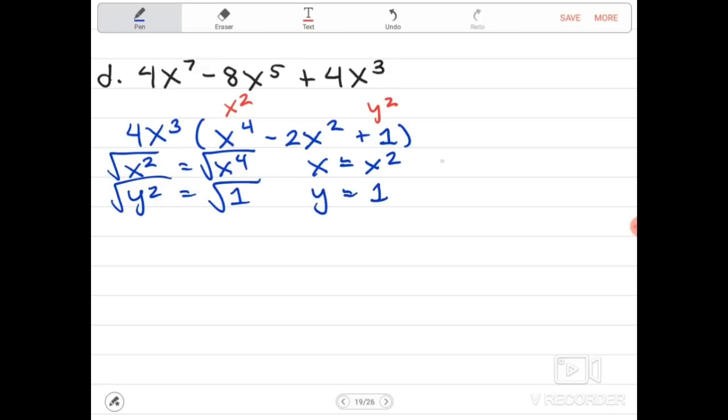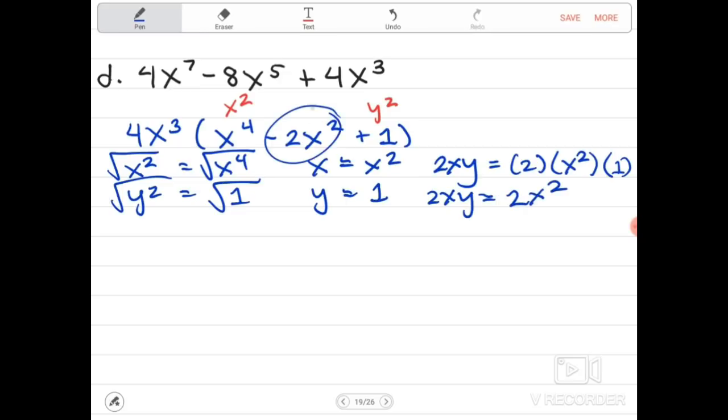So, let's check natin yung middle term. 2xy is equal to 2 times x squared times 1. 2xy is equal to 2x squared. So, sa yung middle term ito, middle term. So, ibig sabihin, applicable si perfect square trinomial.